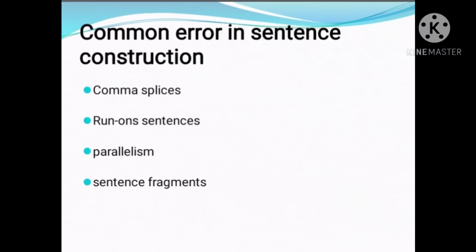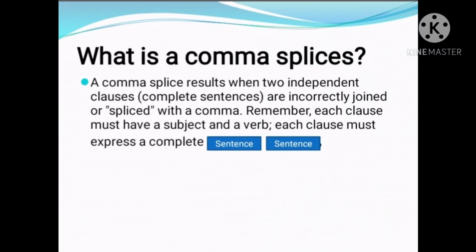There are common errors in sentence construction: comma splice, sentence fragment, run-on sentence, and parallelism. What is a comma splice? A comma splice results when two independent clauses or complete sentences are incorrectly joined or spliced with a comma. Remember, each clause must have a subject and verb. Each clause must express a complete thought.